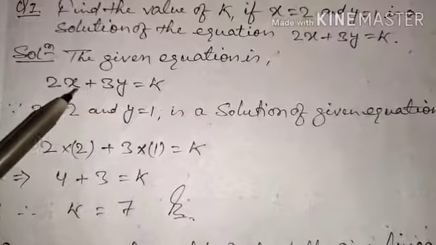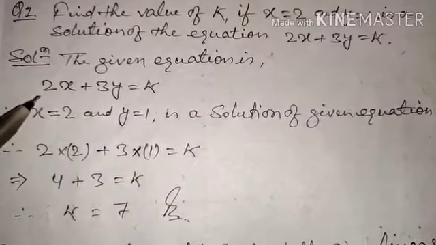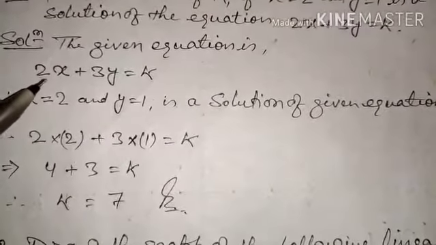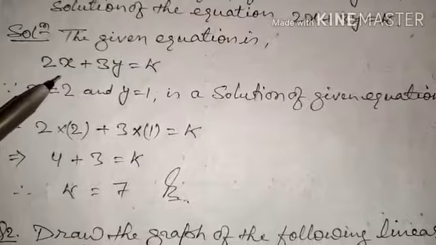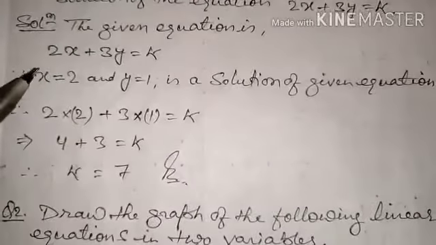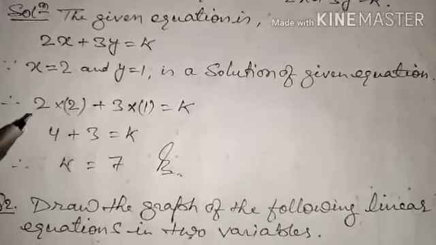So if x is equal to 2 and y is equal to 1 is the solution, then obviously when we substitute those values, it is going to satisfy the equation. It means its LHS is going to be equal to RHS. So let us substitute it.